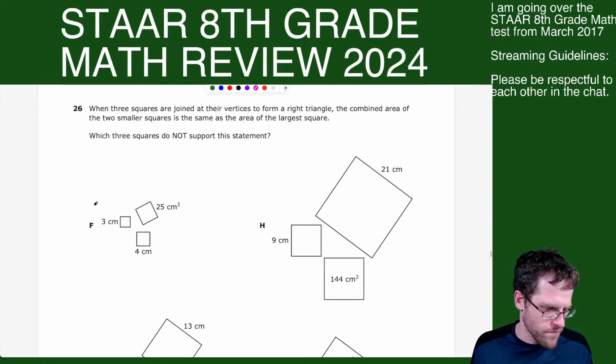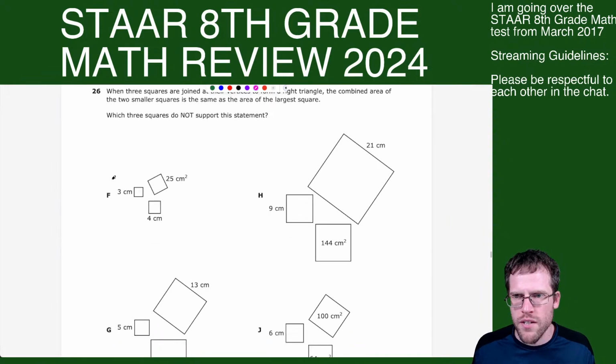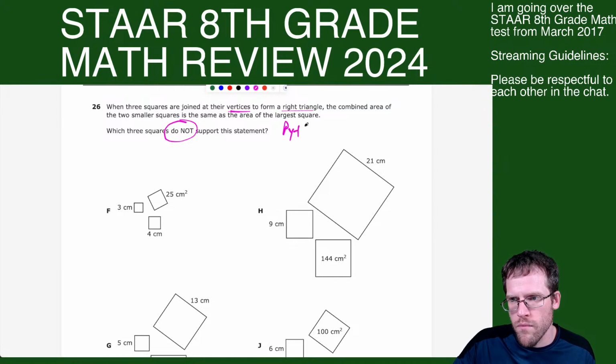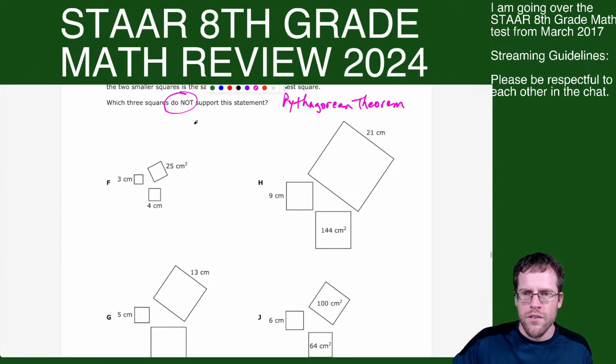So moving on. Oh, question 26 is a nice one. When 3 squares are joined at their vertices to form a right triangle, the combined area of the 2 smaller squares is the same as the area of the large square. Which 3 squares do not support this statement? So this is honestly the way to represent the Pythagorean theorem visually. This is a cool way to see it. So this one, if we just run it through, 3 squared plus 4 squared.